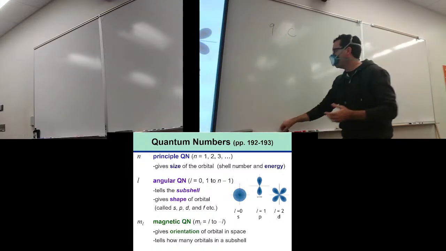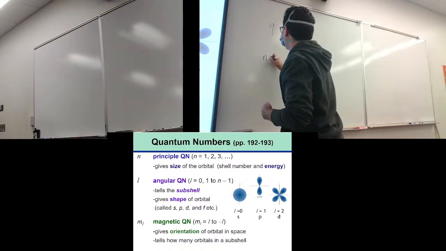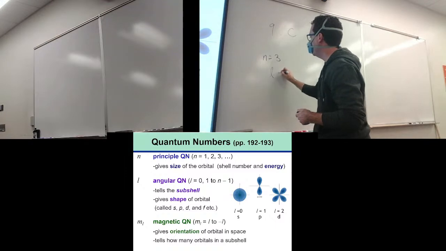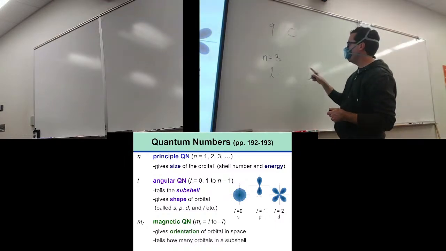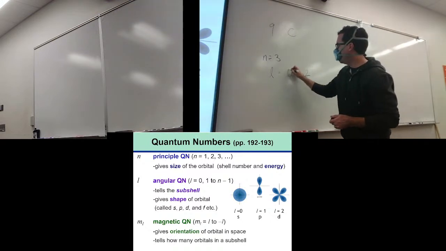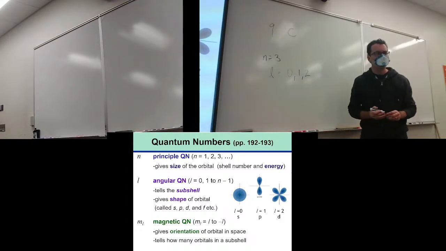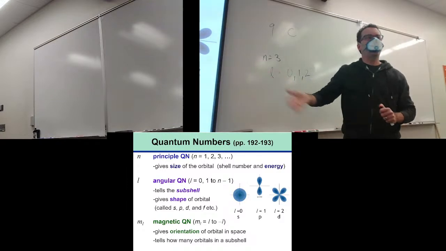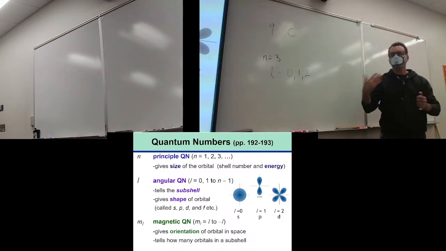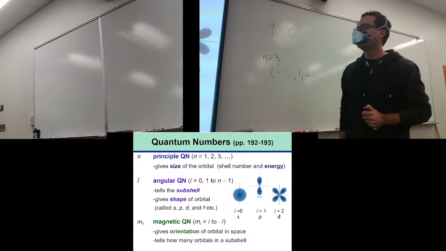If my n is 3, then what can L be? L can be all the numbers from 0 up to n minus 1. Well, n minus 1 is 2. So all of my L's are going to be 0, 1, and 2. So again, L depends on what the n is. You have to define n first, and then you can say what the L's are.